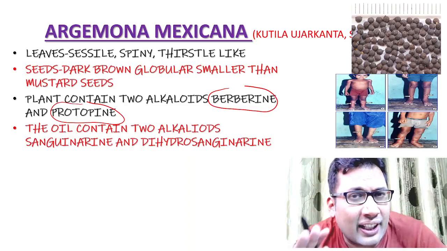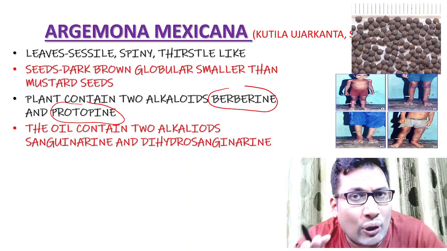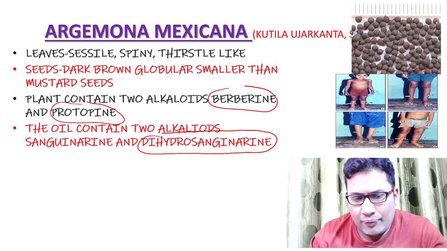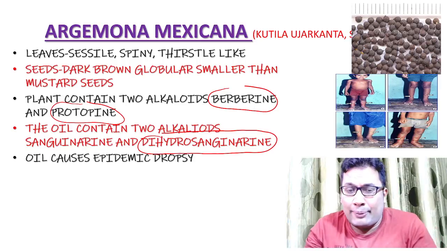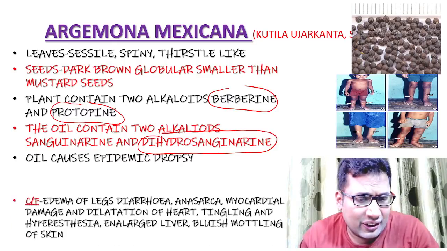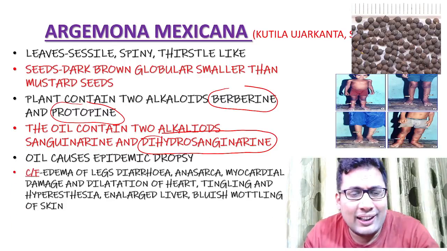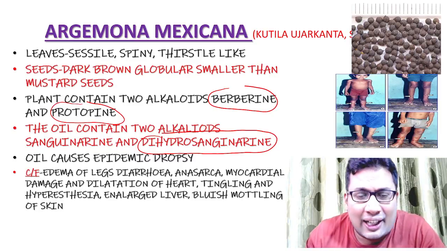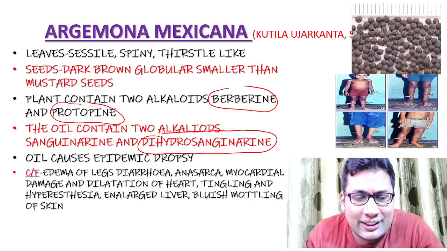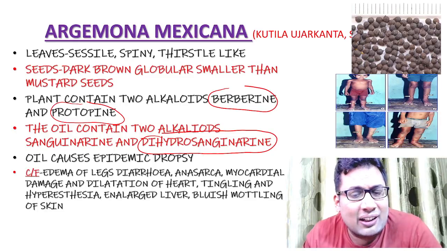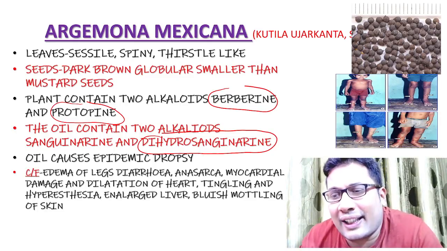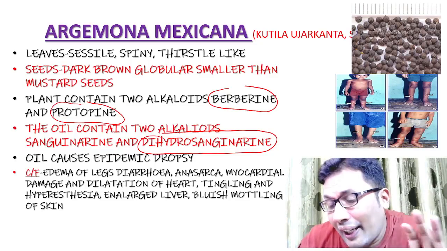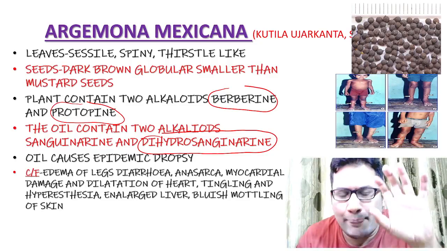Please remember, sanguinarine or dihydrosanguinarine oil causes epidemic dropsy. What are the clinical features? Edema of the legs, diarrhea, anasarca, myocardial damage, dilatation of the heart, tingling numbness sensation, hyperesthesia, enlarged liver, bluish mottling of the skin. All these are very important points. Please go through them again and again. So this is about question number 5 briefly.